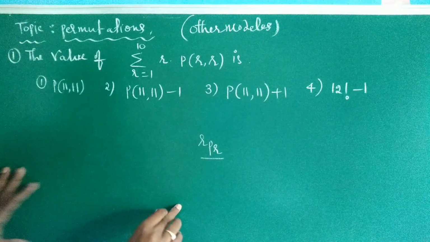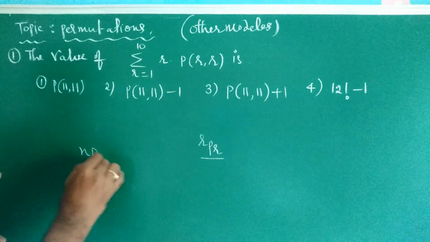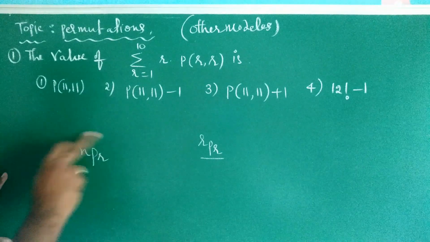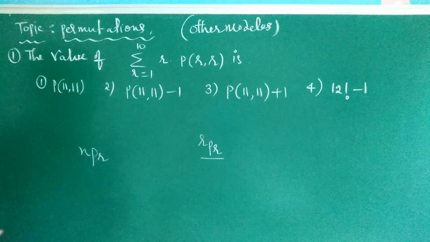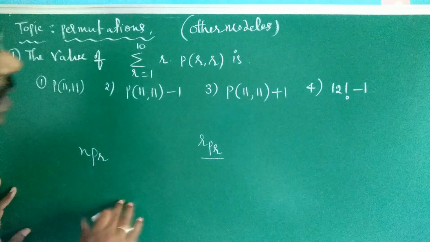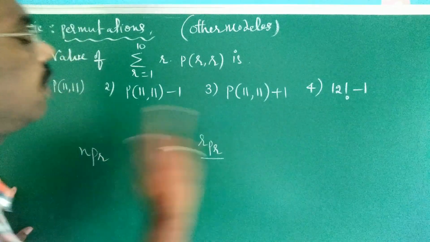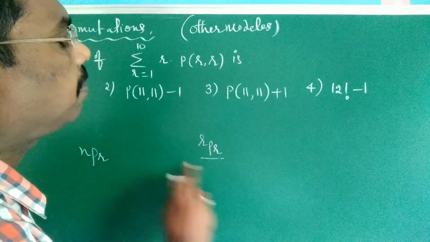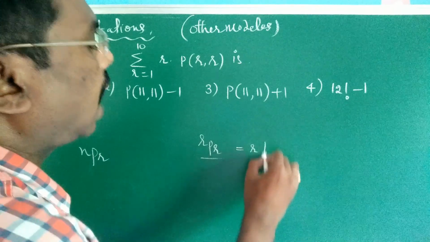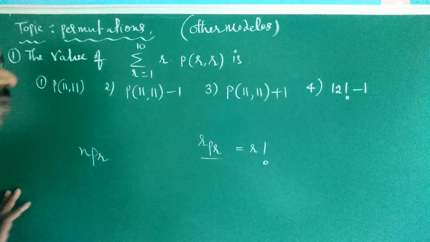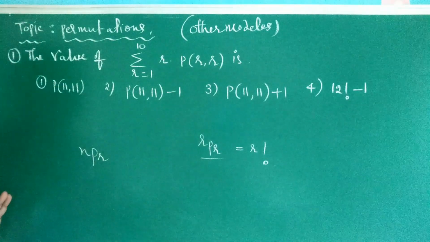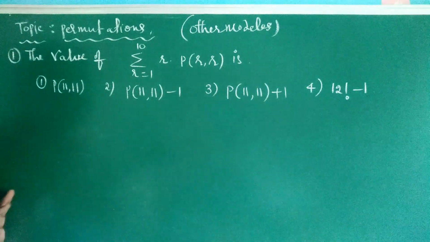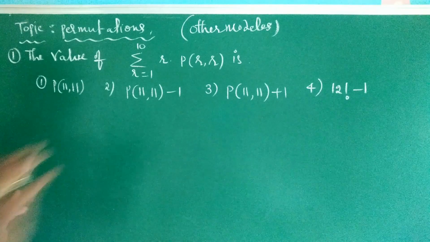Now we know that nPr is n dissimilar things taken r at a time. Now rPr means r dissimilar things taken r at a time, and rPr is equal to r factorial. So first find sigma r equals 1 to 10 of r into rPr.